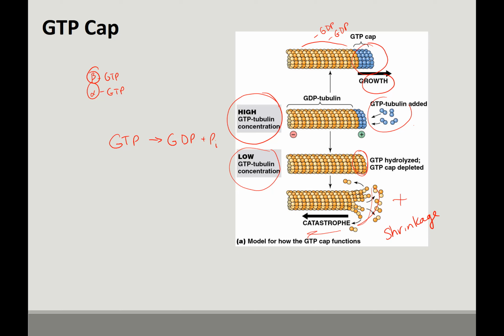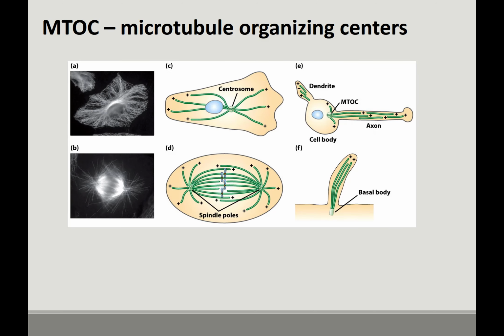Okay, so you know a little bit about the dynamic nature of microtubules. Let's talk about their work in the cells. So centrosomes and MTOCs, right, are the origins or the initiation sites for microtubule growth. And you will see that the minus end is at the MTOC and the plus end grows away.